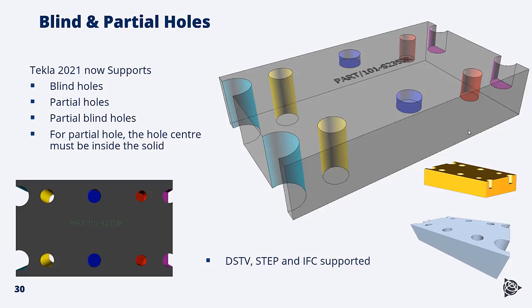The latest version of Tekla now fully supports the creation of blind and partial holes. Blind holes are holes that only go a certain depth into the material. Partial holes are just partially drilled on the edge of the material itself. You can also have partial blind holes, which are on the edge and only partially drilled some of the way down the material. We fully support all the manufacturing data from this, including DSTV exports, STEP and IFC.